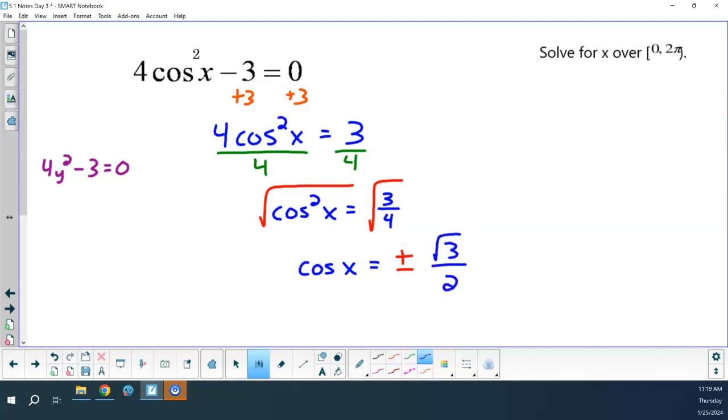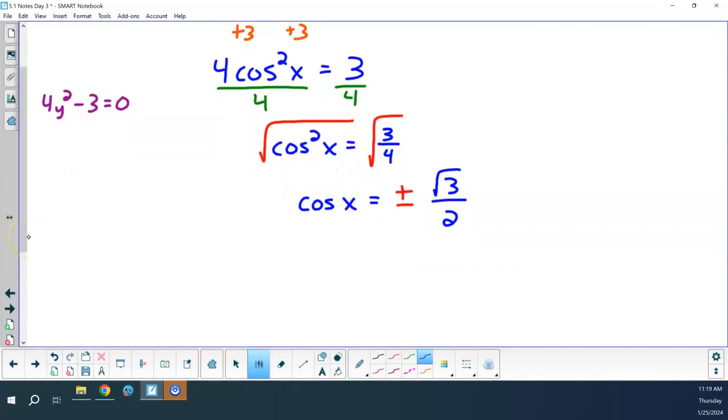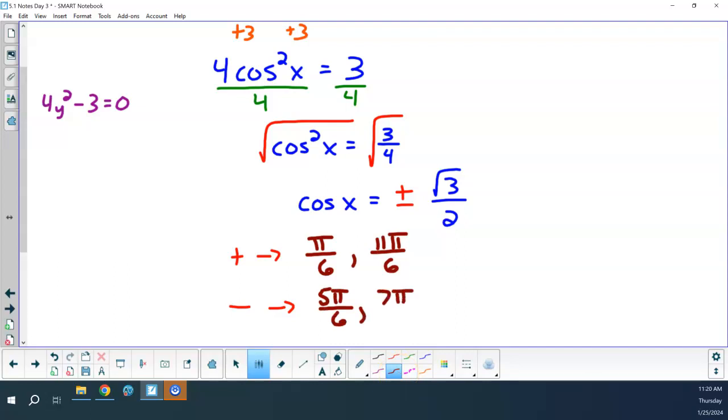Is that where cosine is equal to the square root of 3 over 2? Yep. So when it's positive, cosine is at pi over 6 and 11 pi over 6. When it's negative, it's at 5 pi over 6 and 7 pi over 6. So all 4 of those are your answers. If you forget the plus or minus, you're just going to give me the top row. And again, you only have half of the answers.